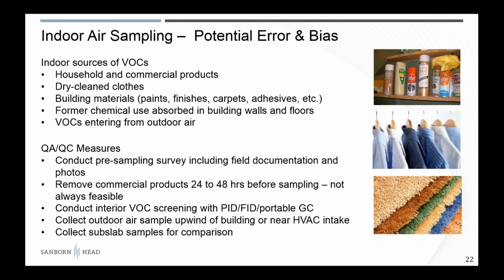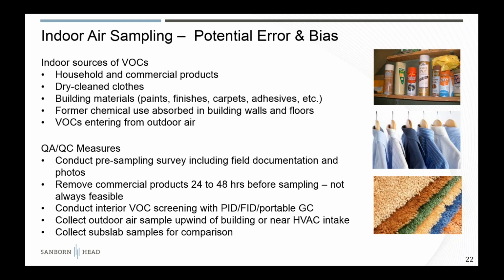So, potential errors and bias. Indoor air sampling is fraught with potential error and bias, and that's the main reason why a lot of states recommend subslab sampling, because that is at least an initial filter on looking at whether the compounds you detect in indoor air are also detected in the subslab vapor. But the air can move both ways. It can go from the soil into the house or from the structure into the ground.